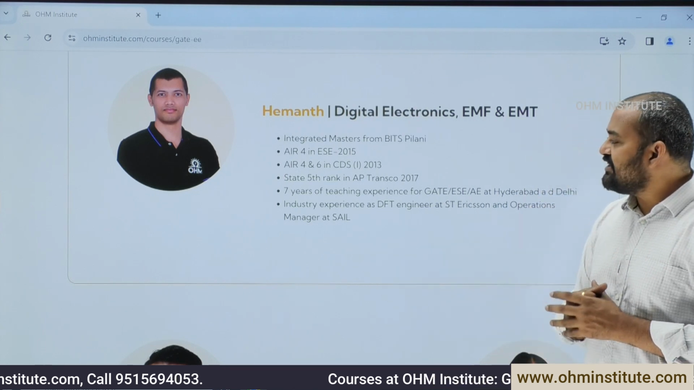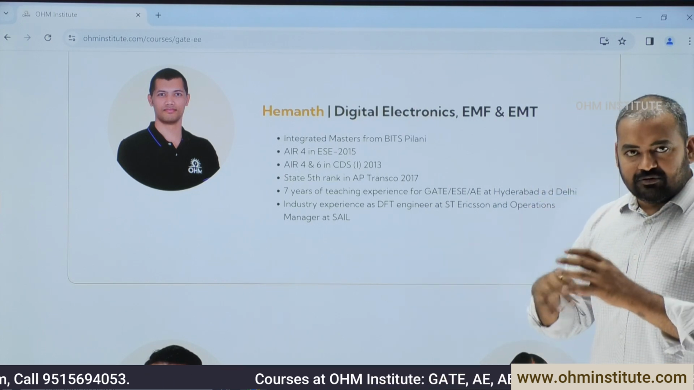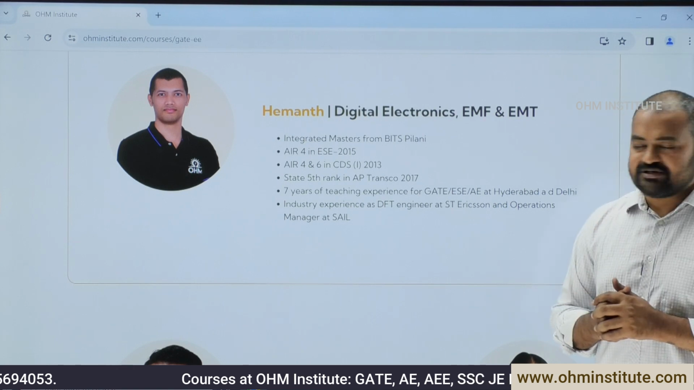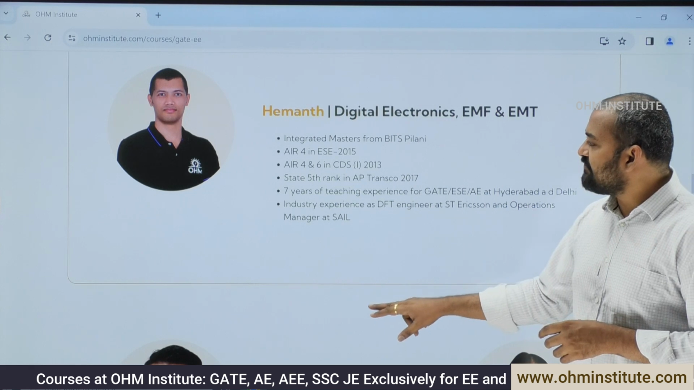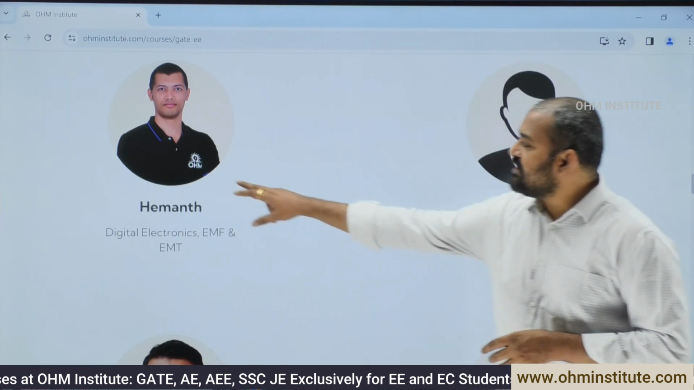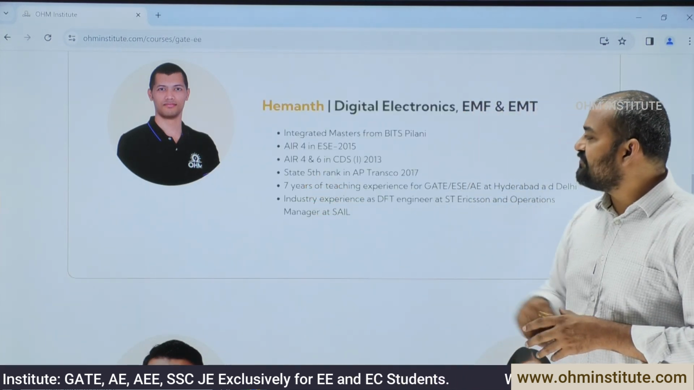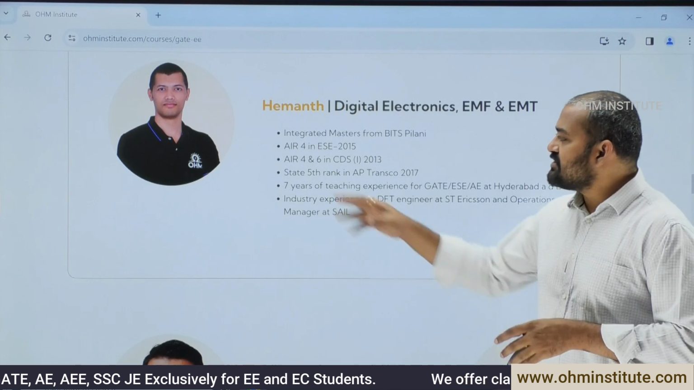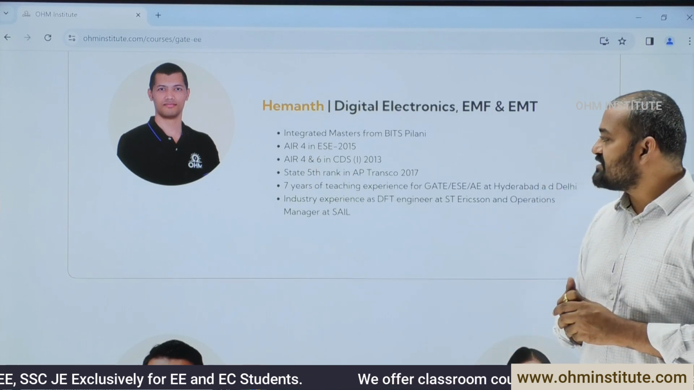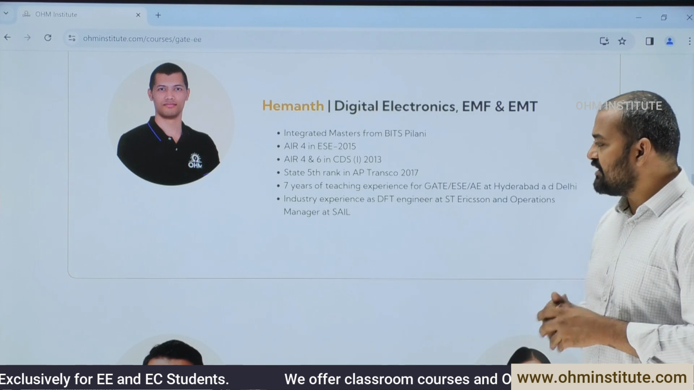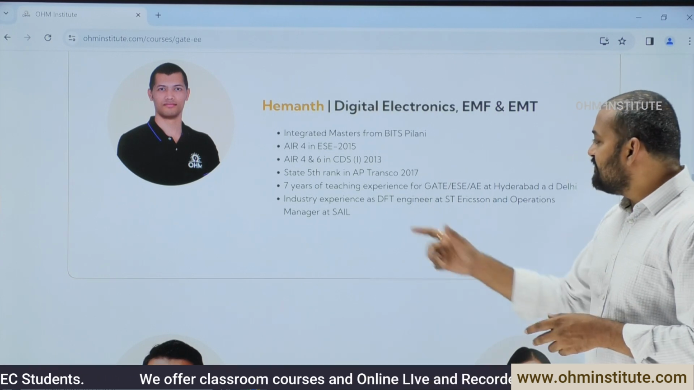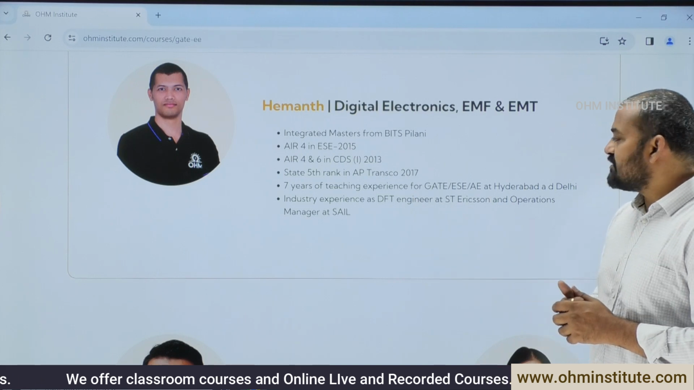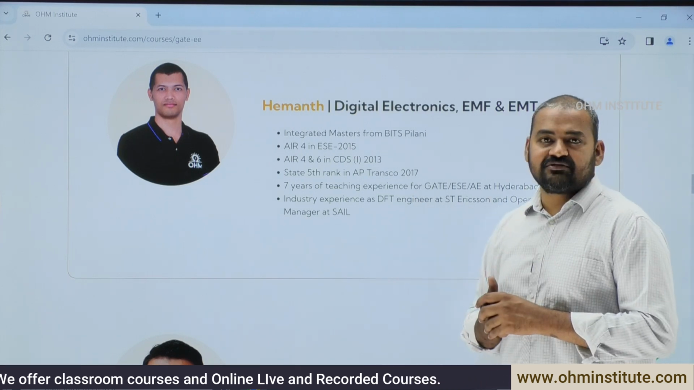He has more than 7 years of experience, training GATE and ESC students at various parts of India. He is a very well-known faculty, and he also secured many other ranks as well. State fifth rank in AP Transco, All India fourth rank and sixth rank in CDS exam in 2013, etc. Okay, he also has industrial experience as well. He worked in ST Ericsson as a DFT engineer for few years.